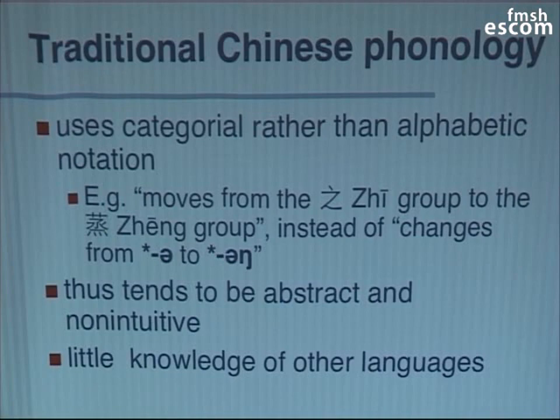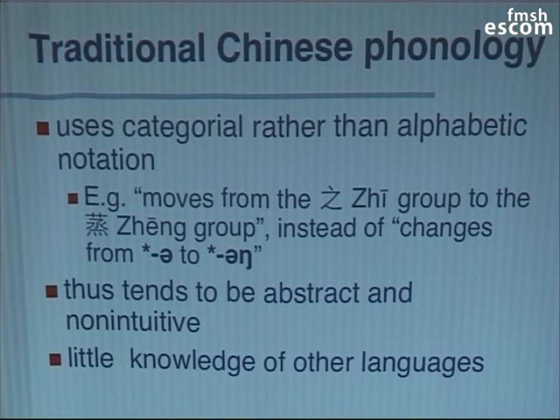I always want to be very polite about these guys because they were, you know, intellectual giants and so forth, but I do have some criticisms of the way they do it. At least for our purposes, it's not ideal. The notation is categorical rather than alphabetic, as you would expect. So they would say things like something moves from the zhi group to the zheng group, okay? Where we would say it moves from schwa to schwa ing, something like that.